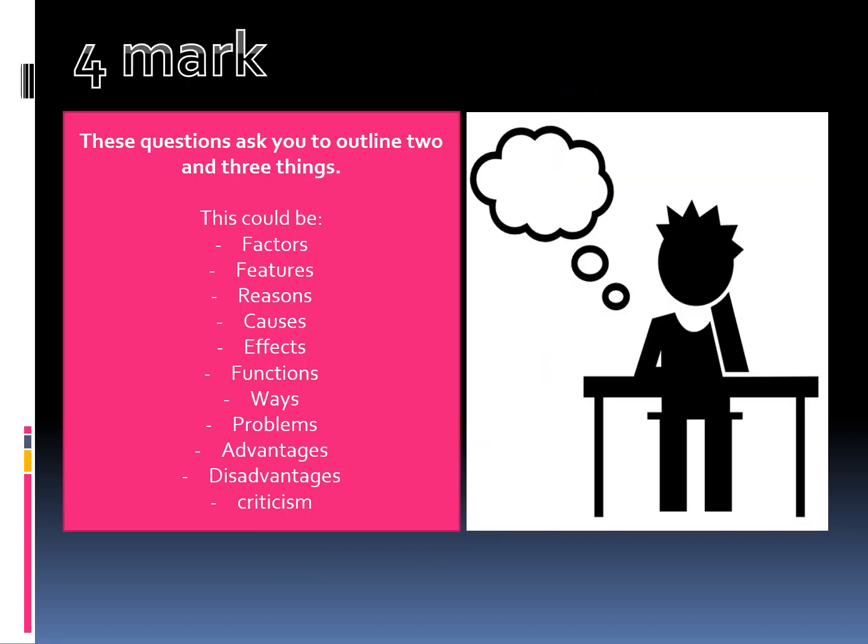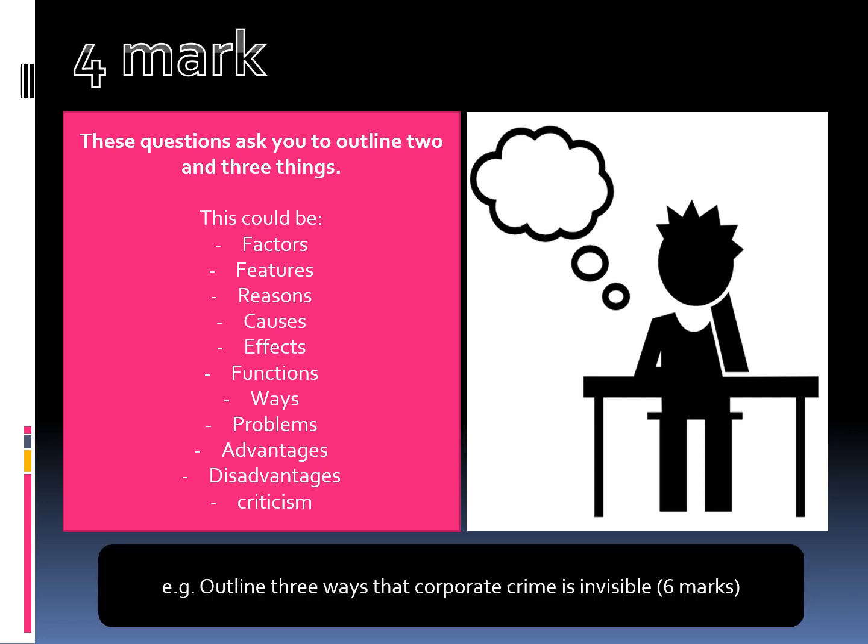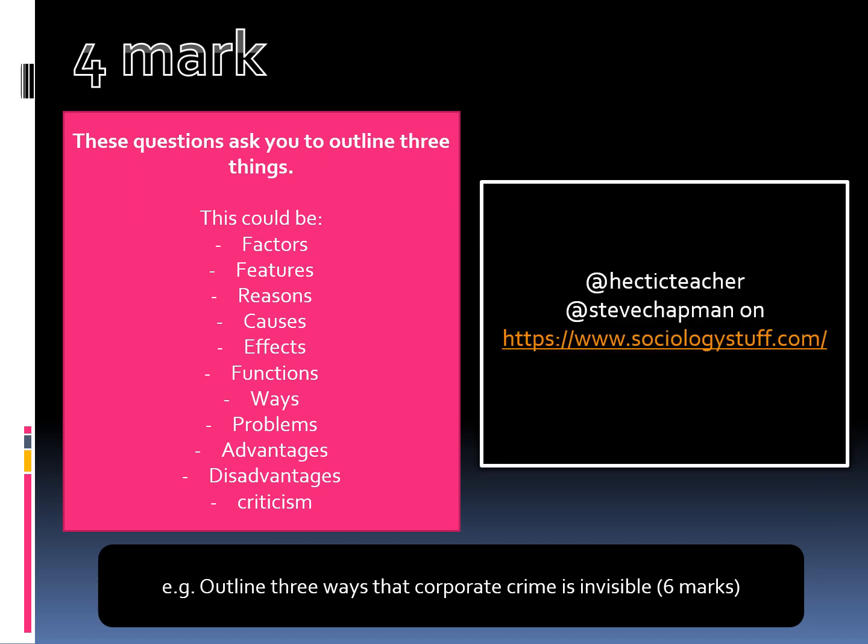On the A-level paper, they will ask you to outline 2 on a 4-mark question and 3 on a 6-mark question. These will be factors, reasons, ways, problems, etc. For example, outline 3 ways that corporate crime is invisible. You can prepare for these by asking your teacher for a question bank or writing your own for each topic and preparing your very own mark scheme.